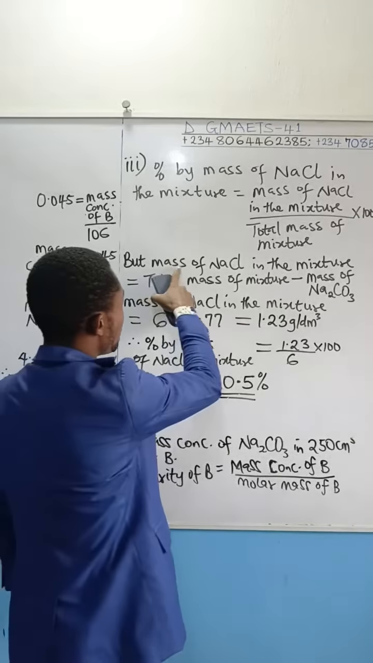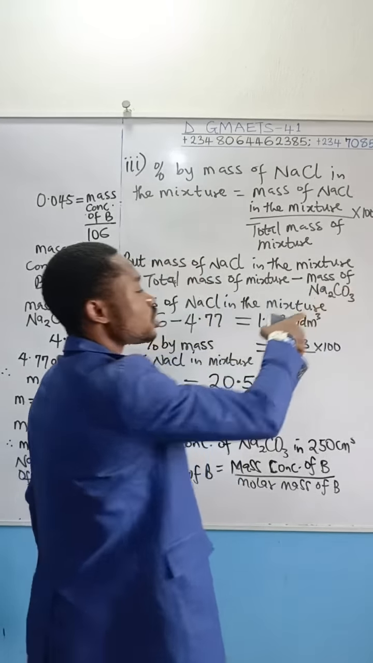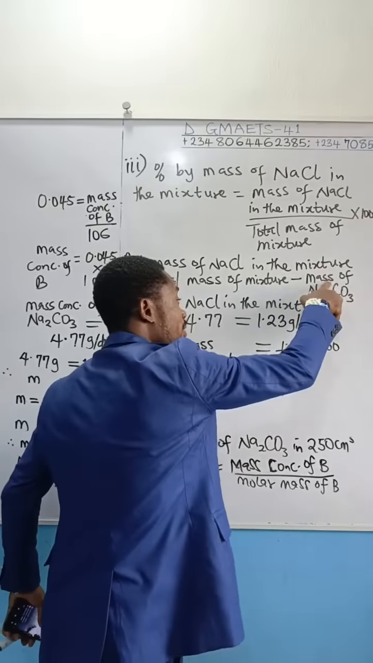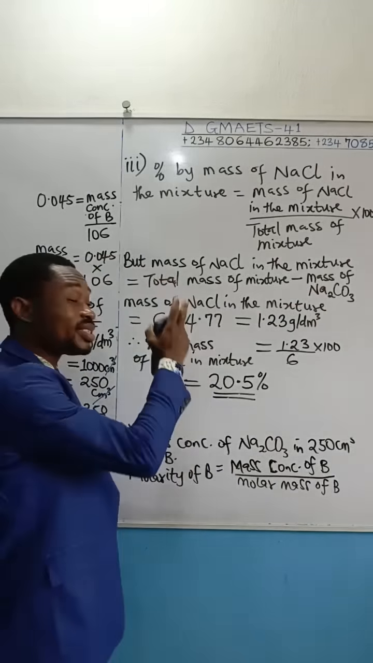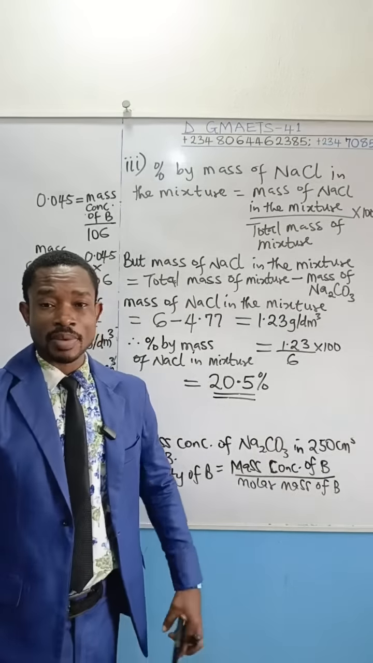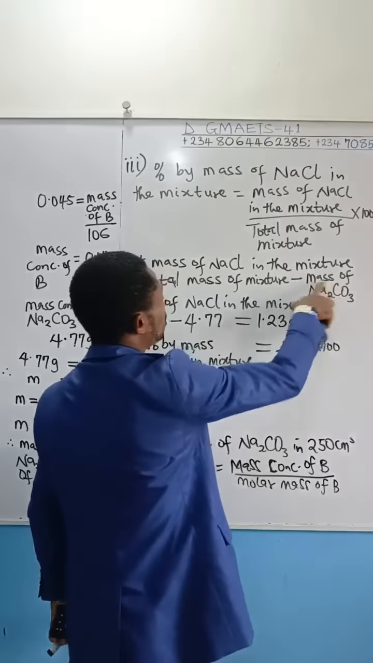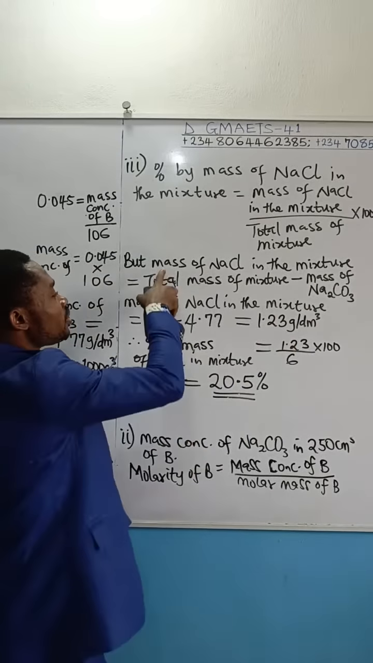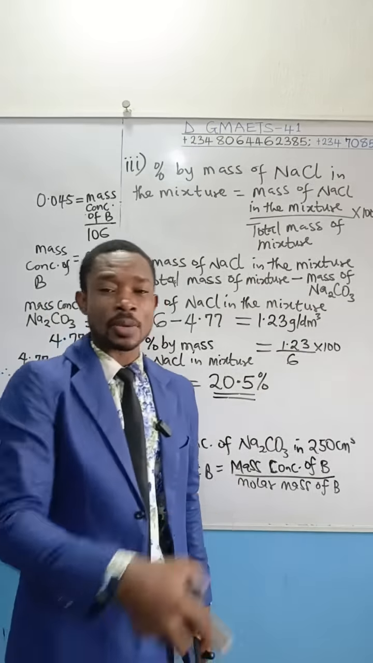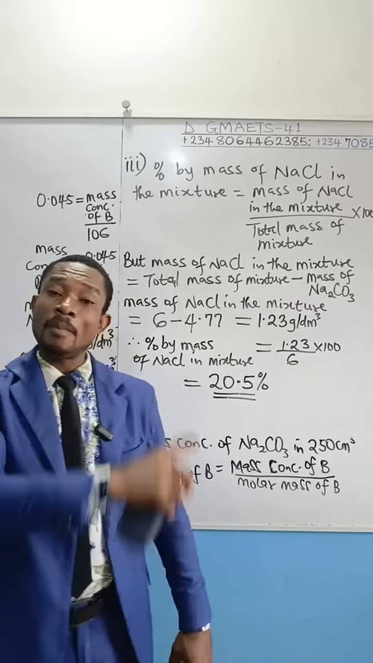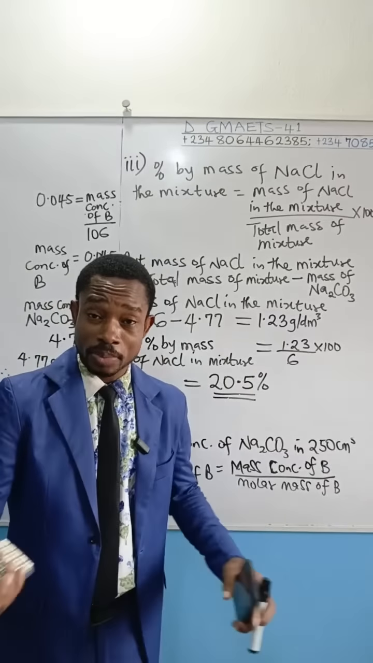This thing you are seeing here, mass of sodium chloride in mixture equals total mass of mixture minus mass of sodium carbonate. This mass of sodium carbonate is the mass of pure sodium carbonate, because the main base in this solution B is sodium carbonate. So once you subtract the mass of pure sodium carbonate from the total mass, what is going to be left is the mass of sodium chloride, which is the same as the mass of impure substance, because the sodium chloride is what made this an impure base, impure solution B.